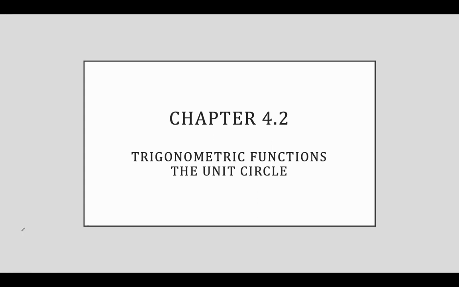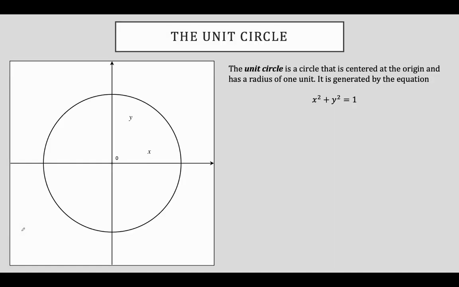Welcome to chapter 4.2. 4.2 is about our trigonometric functions and the unit circle, okay? And you might recall from your trig in the past that we have 6 different trigonometric functions. They are sine, cosine, tangent, secant, cosecant, and cotangent. In this chapter, we'll talk about the unit circle and the relation between the unit circle and these trig functions.